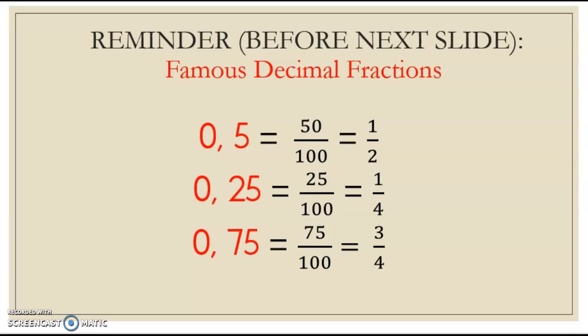Reminder before we get to the next slide of the famous decimal fractions I've taught you. 0,5 represents 50 out of 100, 50% or a half. 0,25 is 25 out of 100 or 25%, and that is a quarter. 0,75 is 75 out of 100 or 3/4. So we know that these are percentages because they are all out of 100.